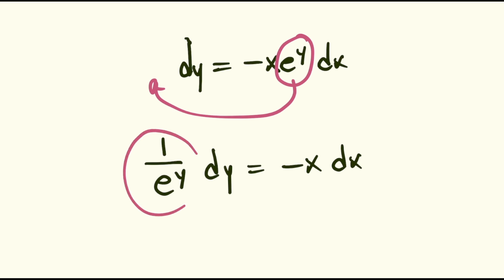And one thing to notice is when we are looking at 1 over e to the y, we can rewrite that as e to the negative y. So remember, our exponents become negative if we throw them up in the numerator. This is going to make our lives a little bit easier when we integrate. So let's rewrite it one last time. e to the negative y dy is equal to negative x dx.